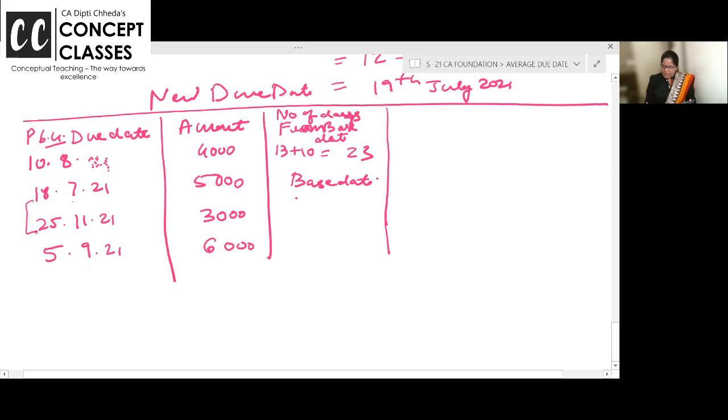18th July to 25th November. July के 13. August के 31. September के 30. October 31. November 25. 13 plus 31 plus 30 plus 31 plus 25 is 130. जुलाई के 13 डेज, अगस्त 31 and September 5.